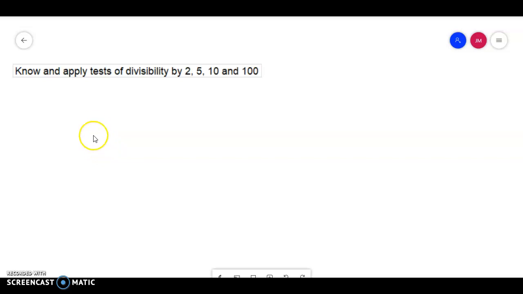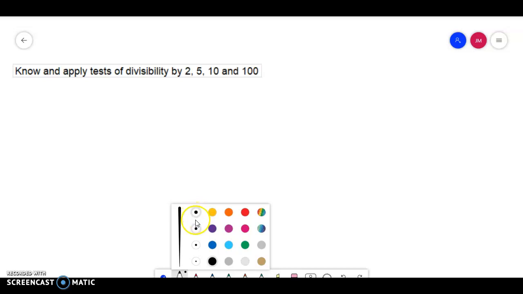Okay, so just like most teachers want you to memorize your multiplication tables, teachers are going to want you to be able to recognize how you can divide a number, specifically by 2, 5, 10, and 100.